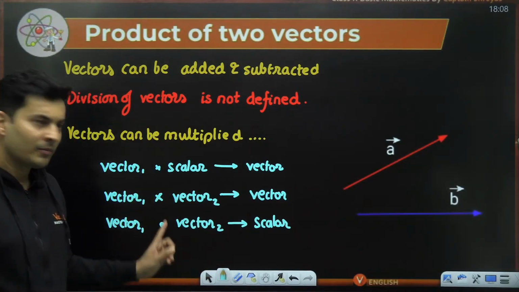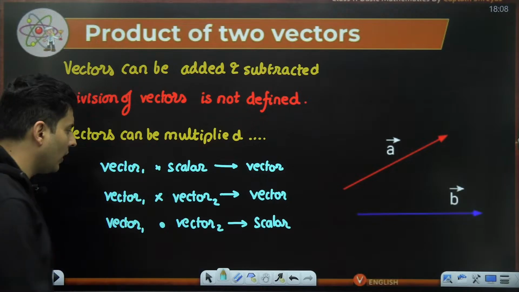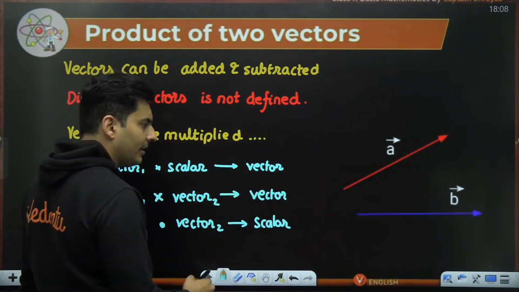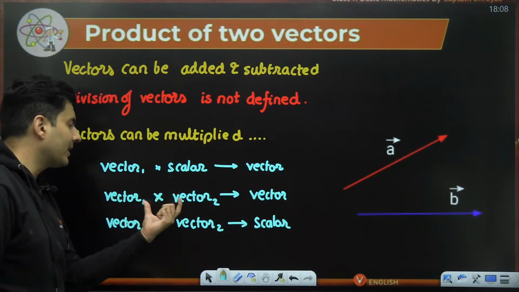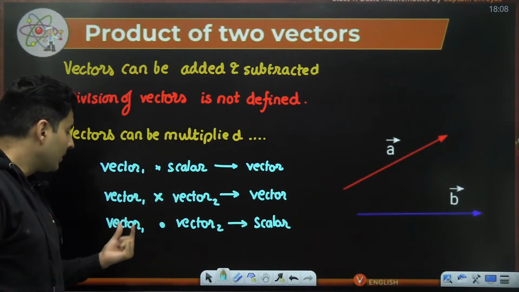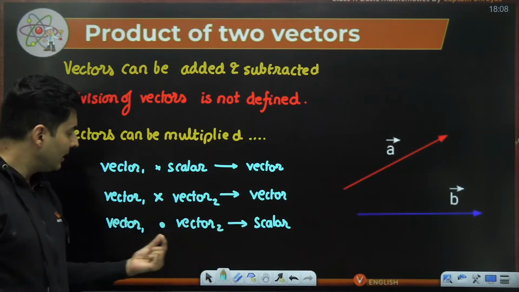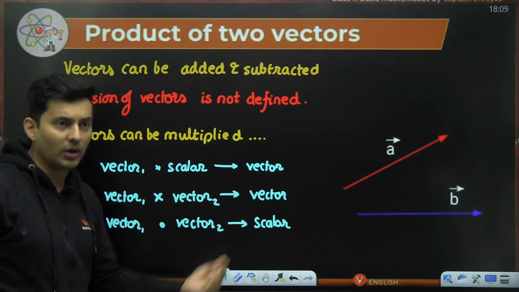When you use a symbol like cross, the outcome is a vector. This is also called the vector product. When I use a dot as the symbol, the outcome is a scalar. That is why it is called the dot product.